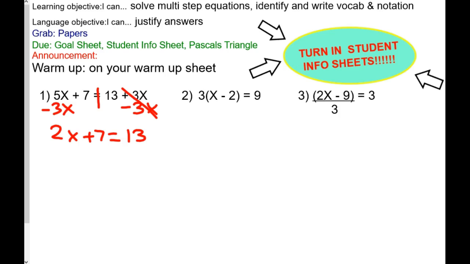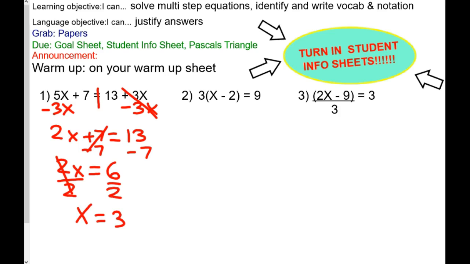All right, next step. So this is a two-step problem like we did yesterday. What do I always get rid of first? The loner, the one that's by itself, which is the 7. How do I get rid of a positive 7? Minus 7 on both sides. So 2x equals 13 minus 7 is 6. And then to get rid of that 2 coefficient, we divide because it's being multiplied. So 6 divided by 2 is 3. Again, I'm modeling how you should, not exactly, okay, but in some way show your work each time so I can see what's going on.